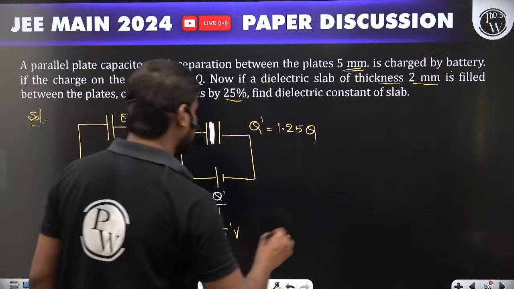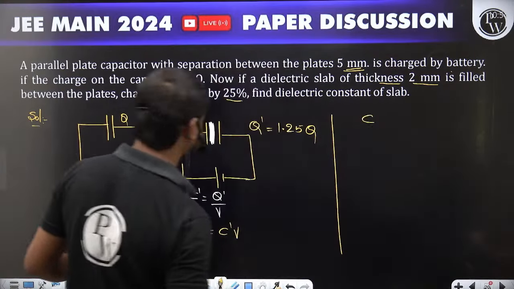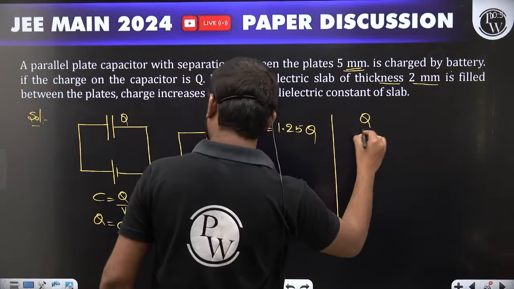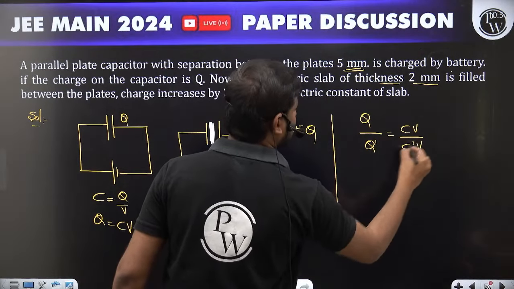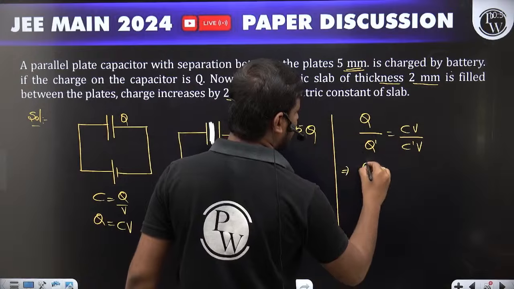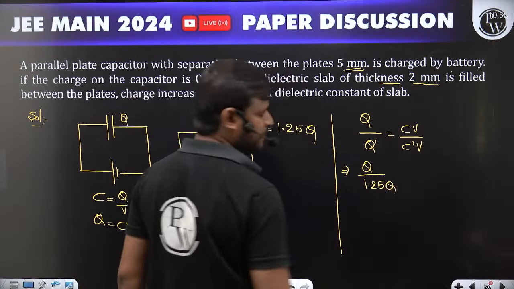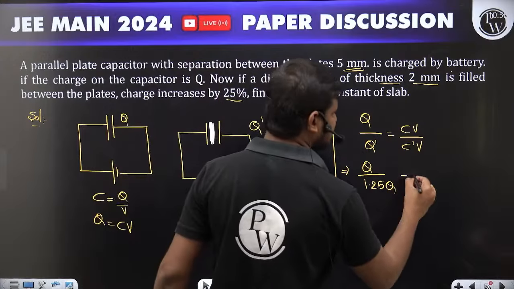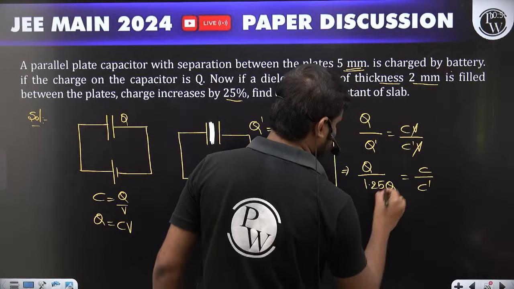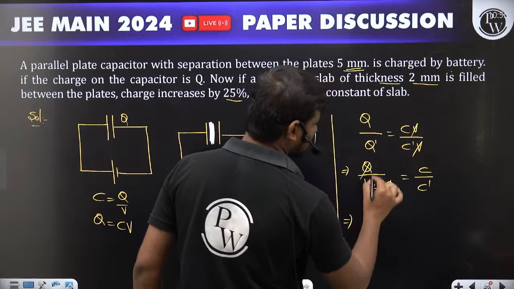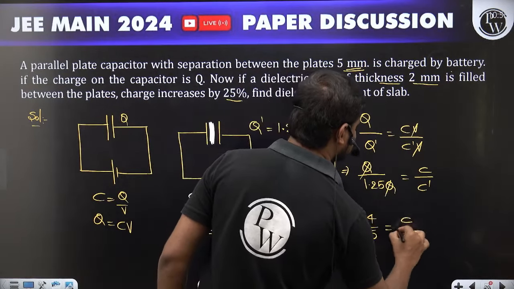Let's divide these two equations. I can write Q by Q dash is equal to CV by C dash V. Q dash is 1.25 times Q. So V cancels, Q also cancels, and this becomes 1 by 5 by 4, that is 4 by 5, equal to C by C dash.